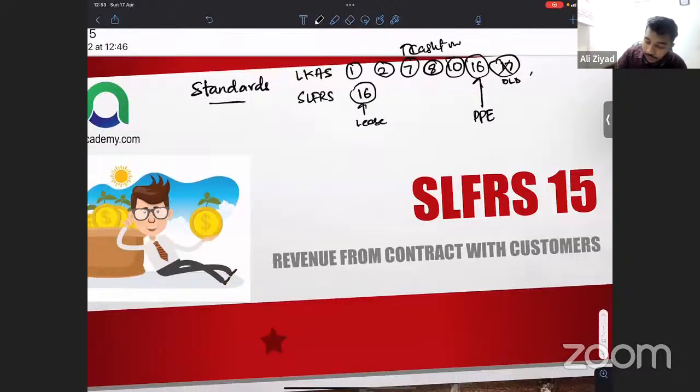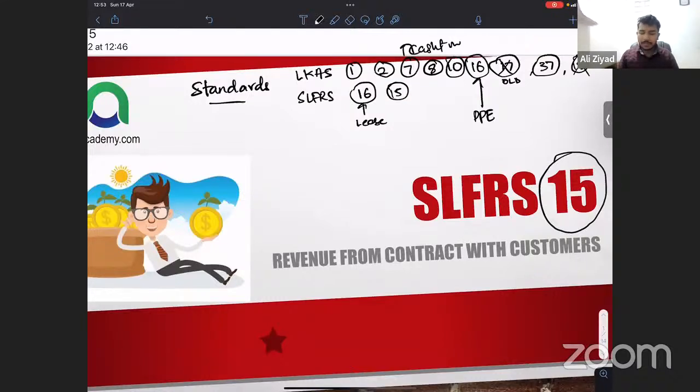And then we have 37, which we did 2 weeks back, right? Provisions and contingencies. That is also done. And then guys, there is 18, right? Now LKAS 18, there was LKAS 11, construction, revenue recognition. All these standards are now outdated. For revenue recognition, we have SLFRS 15.